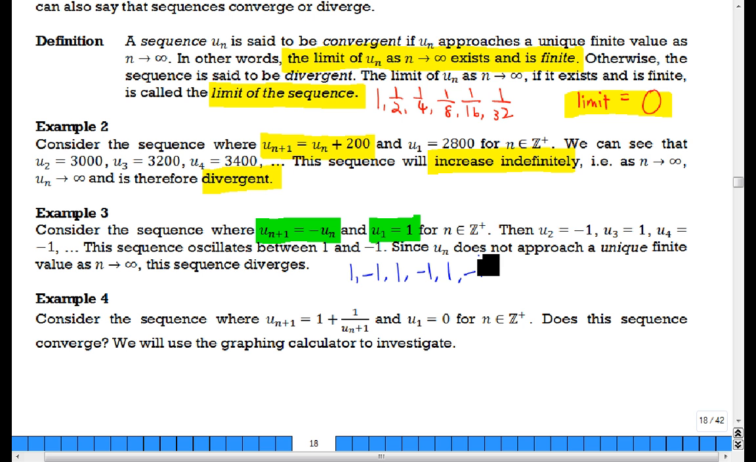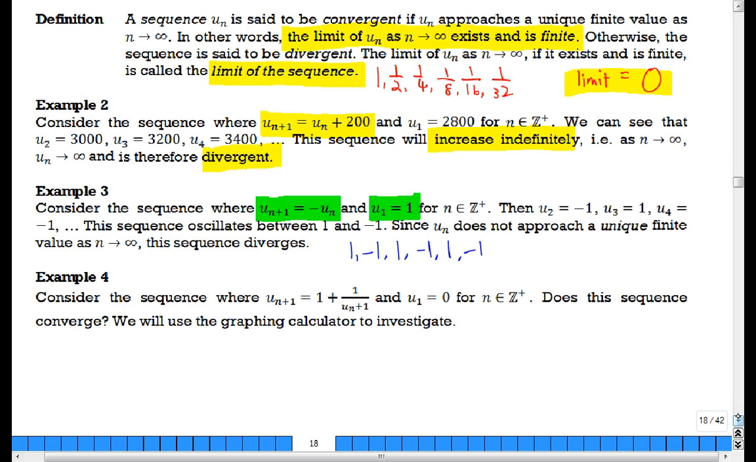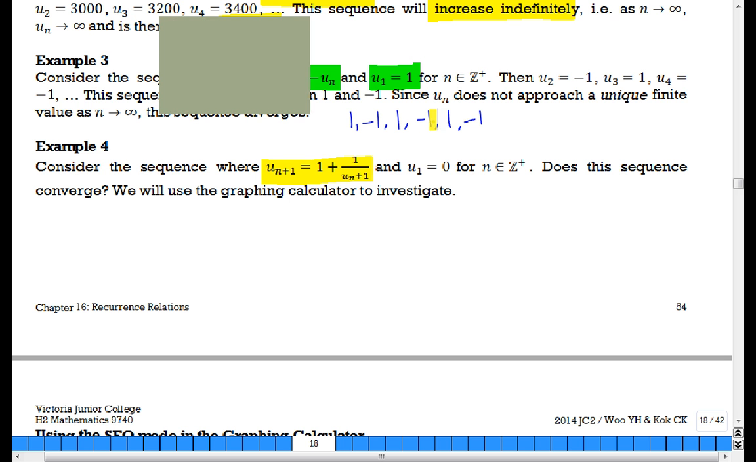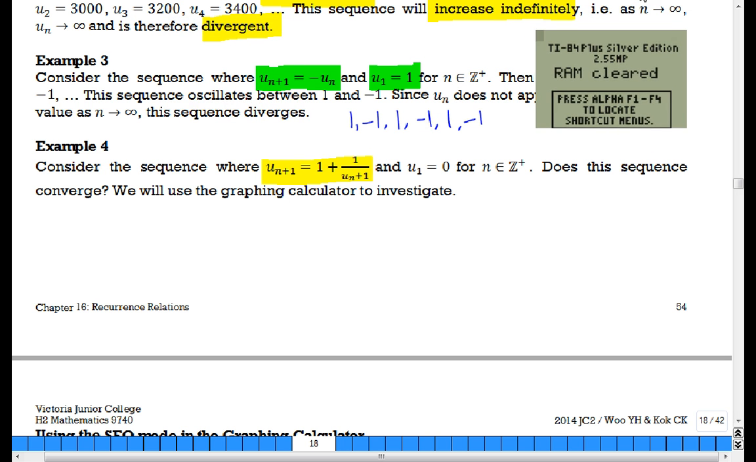Okay, now we look at example 4. This recurrence relation, does it converge or does it diverge? Actually, we don't quite know. Now, can I ask all of you to take out a GC? And then we use the GC to find out. If you can go faster, go ahead and go faster. Okay, follow instructions in the notes to type in the recurrence relation. But if you are not, I really suggest you follow me. Alright, we can do this.